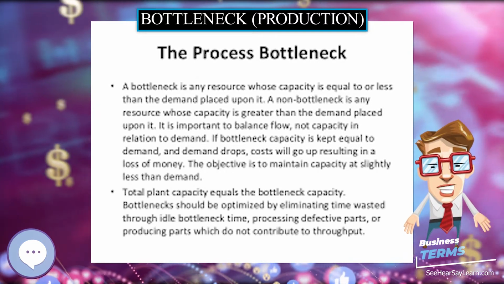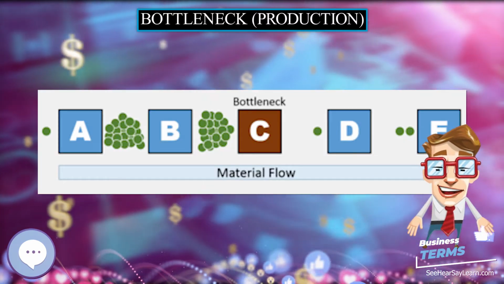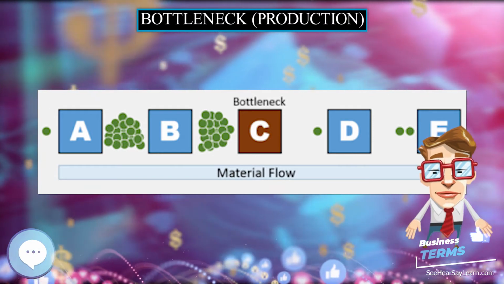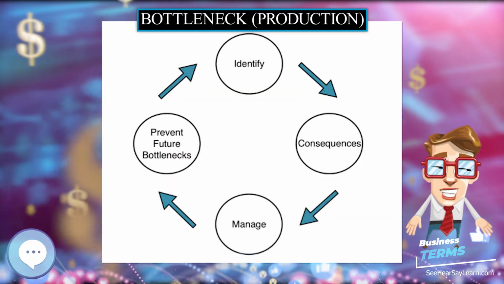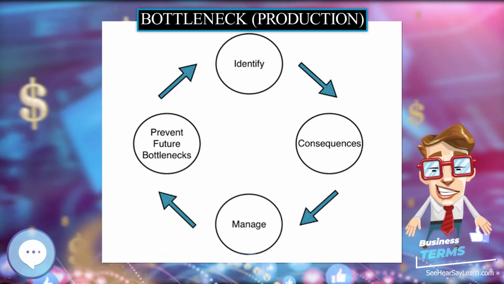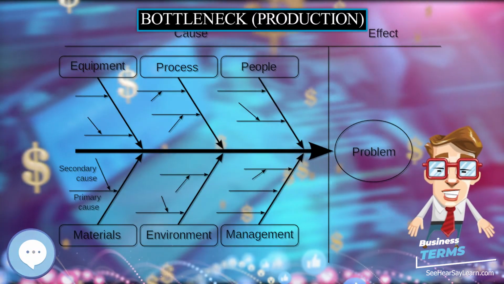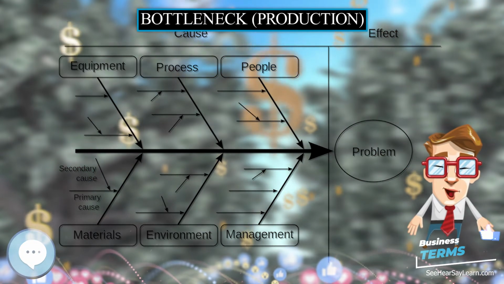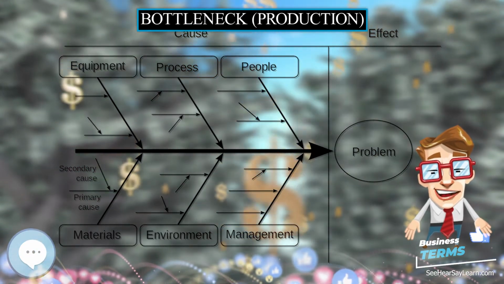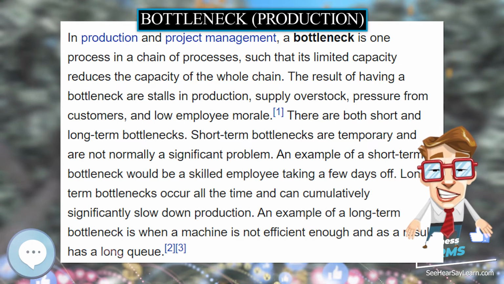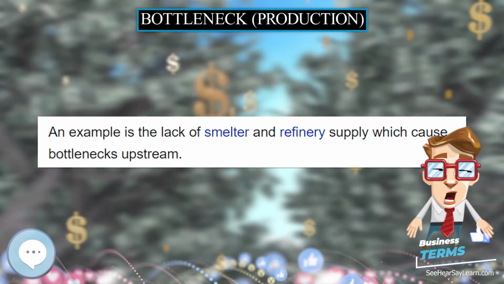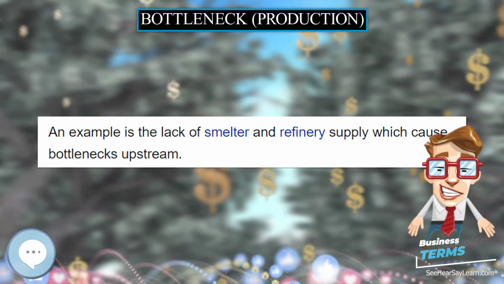Consequences of bottlenecks in production. The consequences of having bottlenecks in production are possible stalls in production, supply overstock, fall in employee morale, and loss of customers. Bottlenecks can result in the overloading of a machine. Overloading a machine can lead to the machinery getting damaged or worn out, and the result of this would be potential stretches of downtime in the long term.